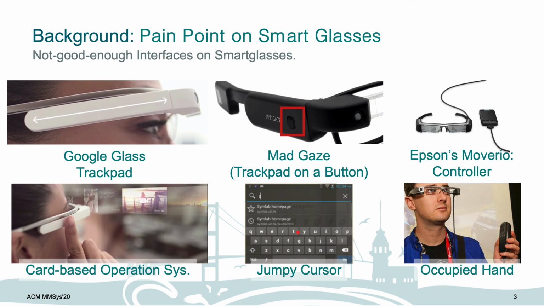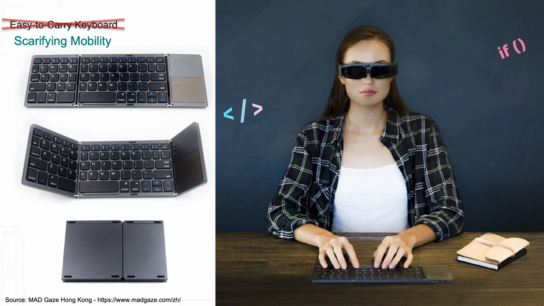And in the Mac case, we have a normal operating system, but it has a trackpad on the bottom. And this design, due to the form size of the smart glasses, makes the cursor jumpy and also introduces interaction difficulties. And the Epson smart glasses have an external controller, but a hand is occupied, so it limits mobility. And the Mac case also introduced a portable keyboard. Yes, it is easy to carry, but it forces the user to sit down, sacrificing mobility.